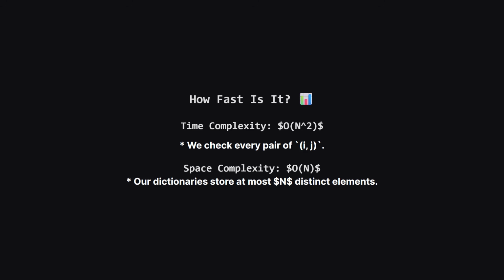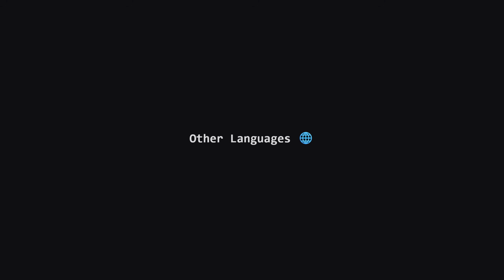So how efficient is this? Well, we have a nested loop where i goes from 0 to n, and j goes from i to n. This means we are iterating roughly n squared times. So the time complexity is big O of n squared. For space complexity, in the worst case, our dictionaries might need to store all the unique numbers in the list, so that gives us a space complexity of big O of n. Alright, that covers the solution in Python.